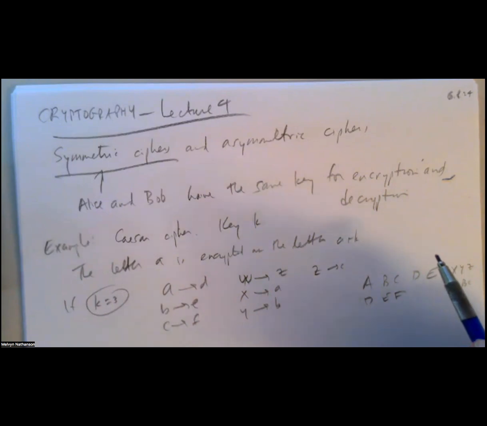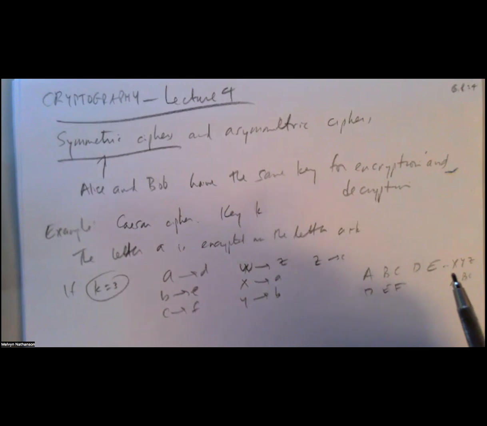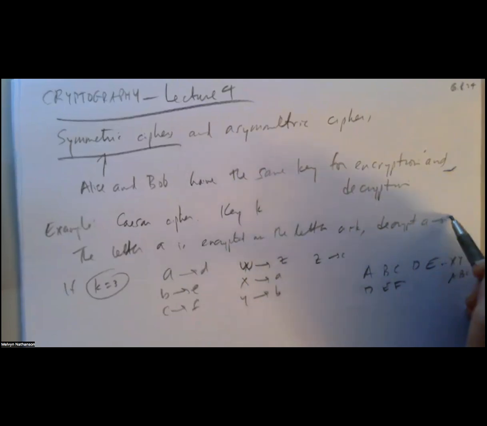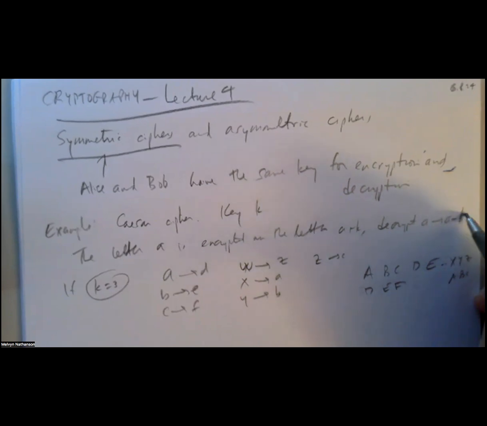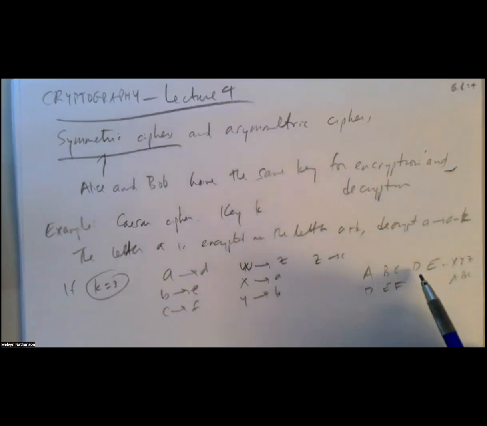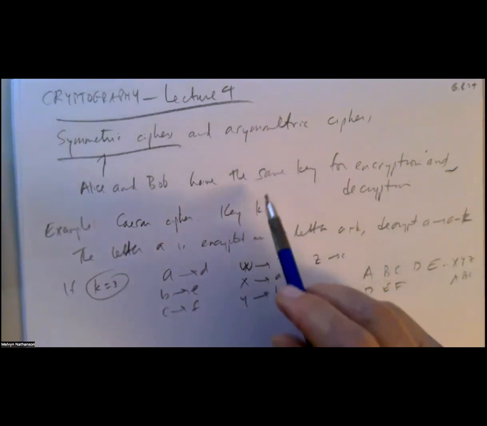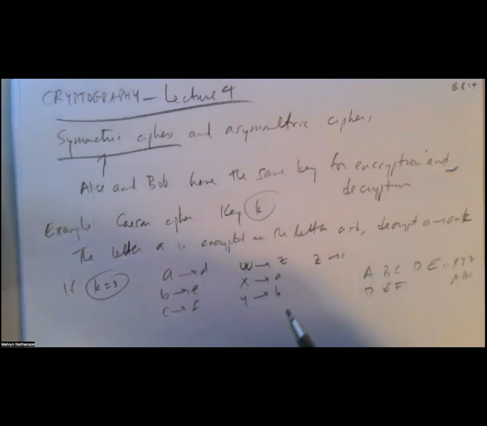So if you know what the key is, you're translating by a certain number, 3, then you know how to encrypt, and you decrypt by sending each letter A to A minus whatever the K is. So if you get the letter D in the ciphertext, you know that is A in the plain text. And this is symmetric. Both Alice and Bob know the key. They have symmetric knowledge. And that is one kind of cipher.